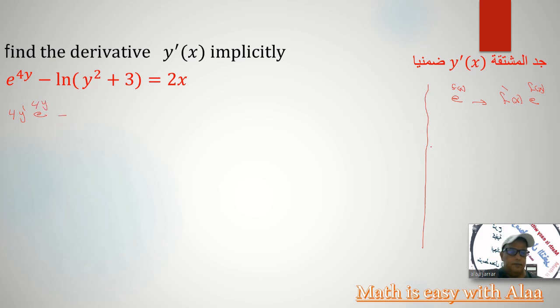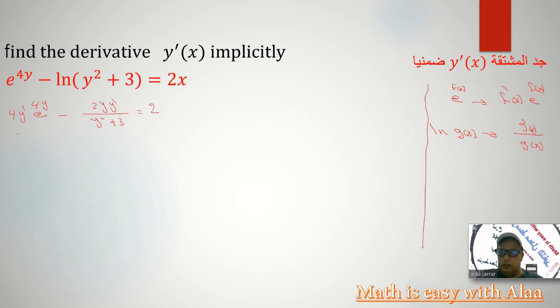minus. Now ln, we know that the derivative of ln g(x) is we put what is inside the ln in the denominator, and the derivative of the denominator we put in the numerator. So it will be 2y y prime over y squared plus 3, since the derivative of y squared is 2y y prime, and the derivative of 3 is 0. The derivative of x is 1.